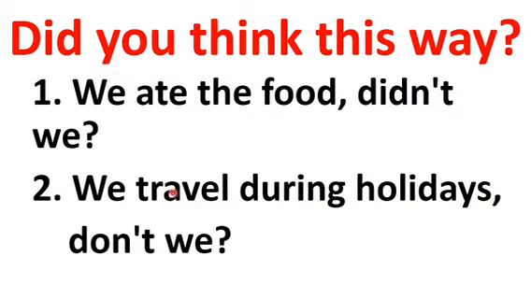In the second sentence, we traveled during holidays. The tense is simple present tense. It talks about a habitual occurrence. The main verb is travel. There's no auxiliary. Because of that, we use don't, because the tag is in the negative form. We traveled during holidays, don't we?